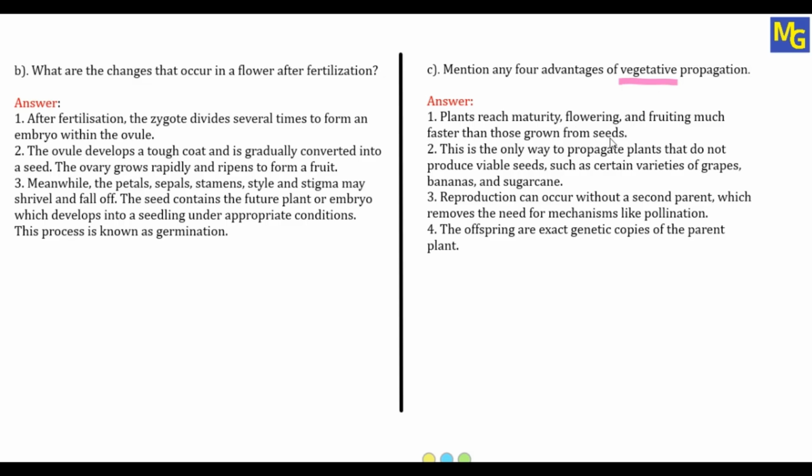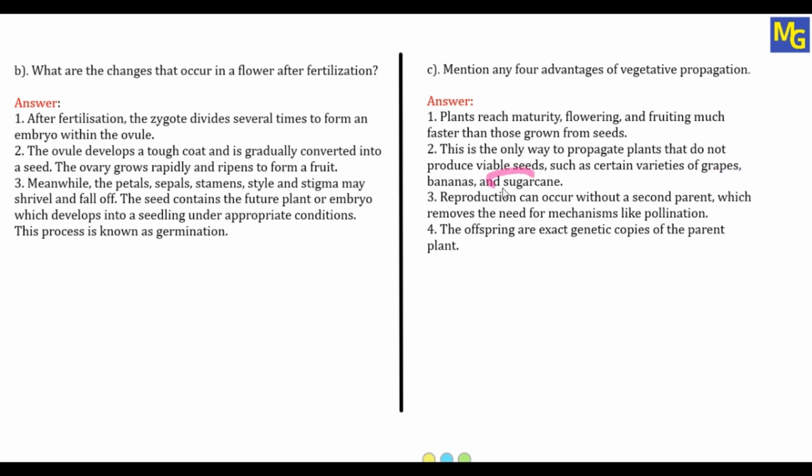Second one, this is the only way to propagate plants that do not produce viable seeds, such as certain varieties of grapes, banana, sugarcane. So there are many plants which will not give the seeds or which will not be grown with the help of seeds, like some varieties of grapes, bananas or sugarcane. Then for these plants, to continue the generation of these plants, this method is the best one.